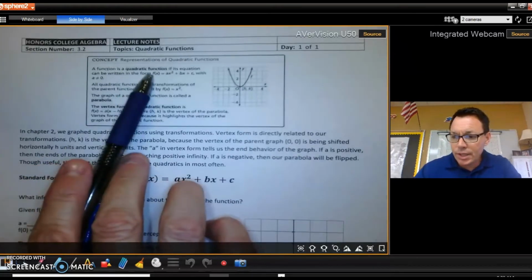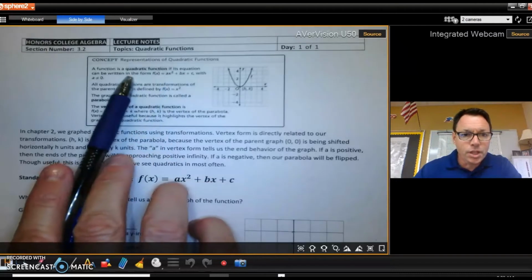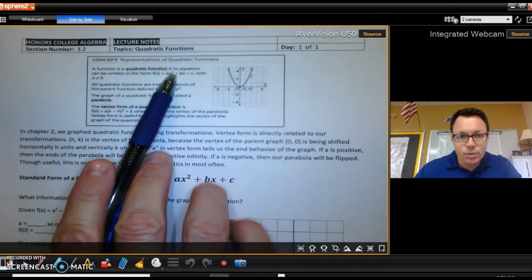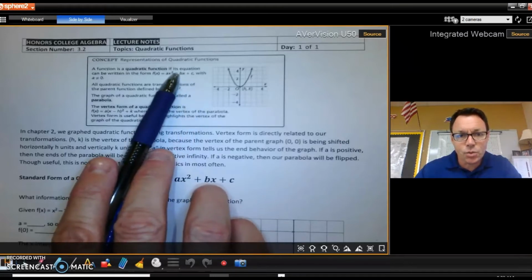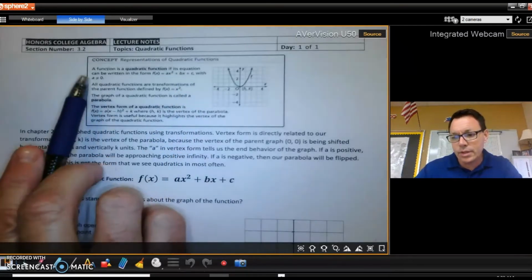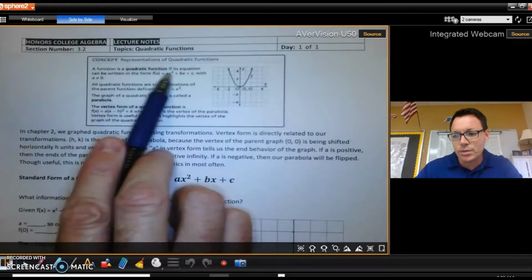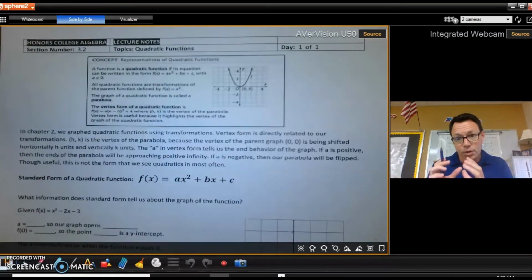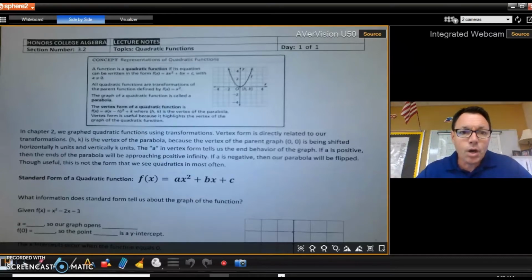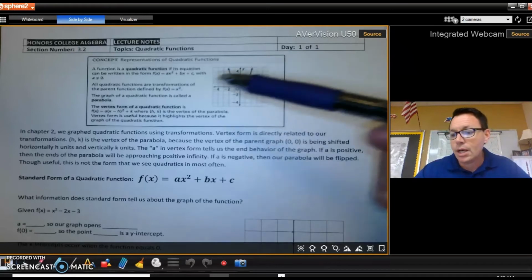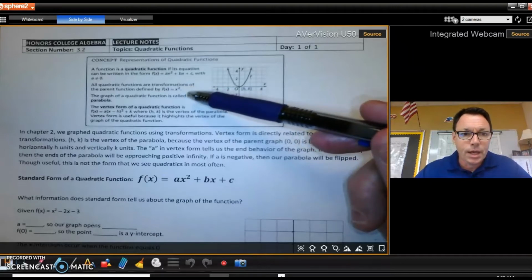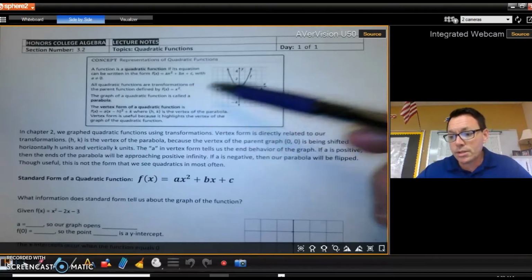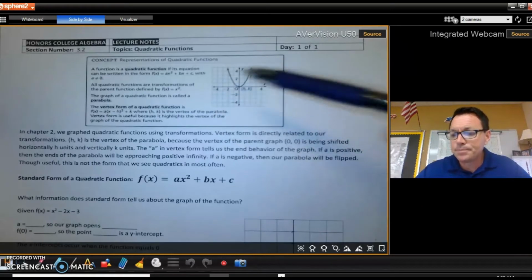So a function is quadratic if its equation can be written in the form ax squared plus bx plus c. So it has to have the x squared part to be a quadratic. That's why it says the a cannot equal 0, because if a was 0, then the quadratic term wouldn't be there. Okay. All quadratic functions are transformations of the parent function f of x equals x squared. We talked about this a little bit in chapter 2. The graph of a quadratic is called a parabola.